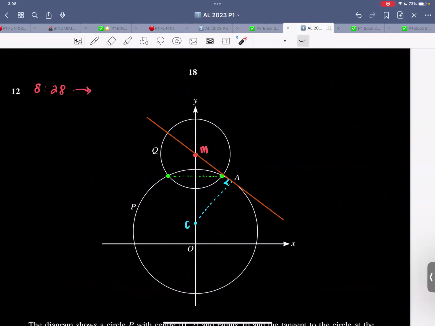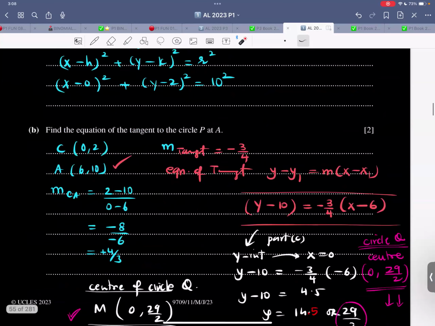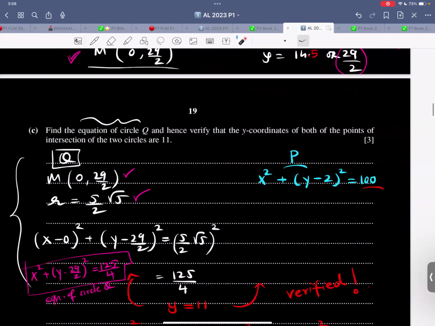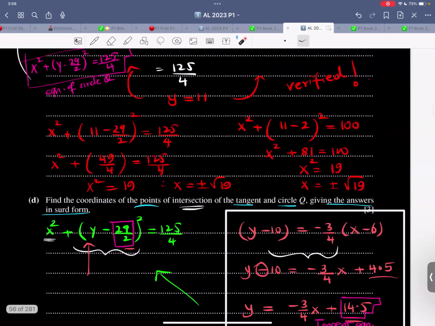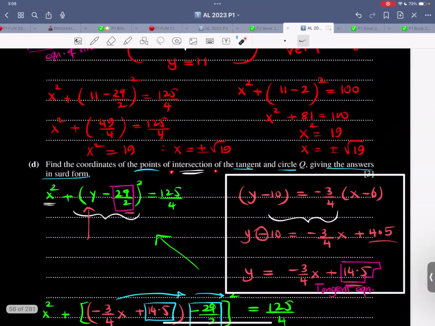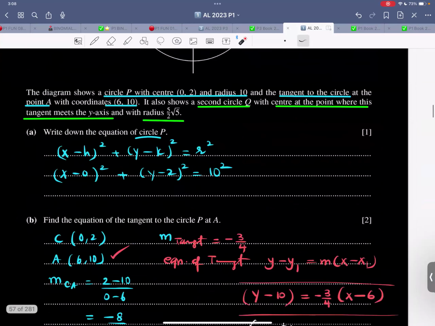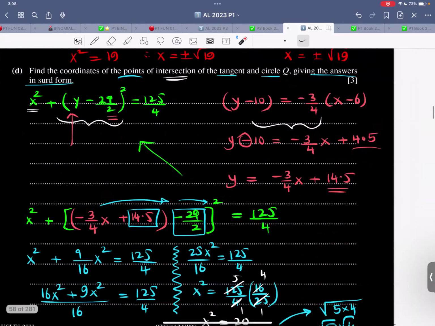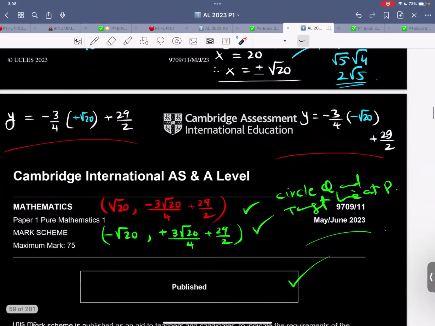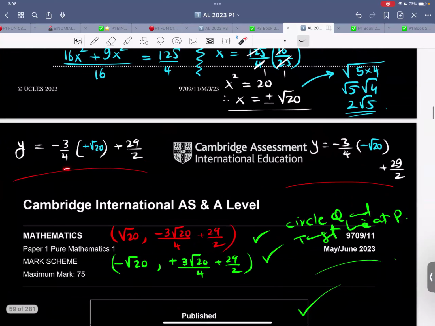So now the tangent is intersecting with this circle Q. Find the coordinates of the points of intersection of the tangent and circle Q, and give your answer in this form. I've done a little bit of working over here. You also need the y coordinates, so you plug it in over here, and the y coordinates also come out in surd form. So this was a little bit tough question.